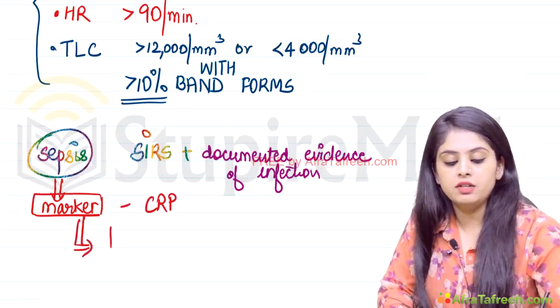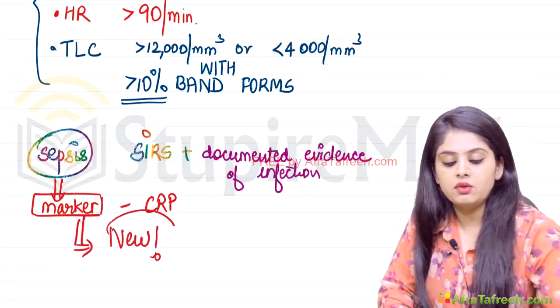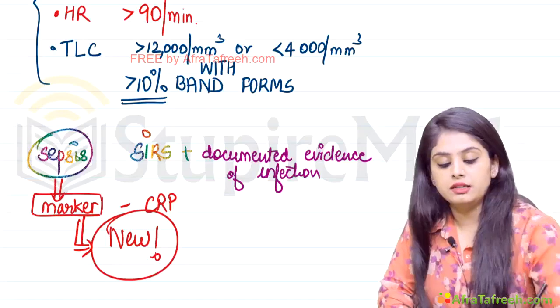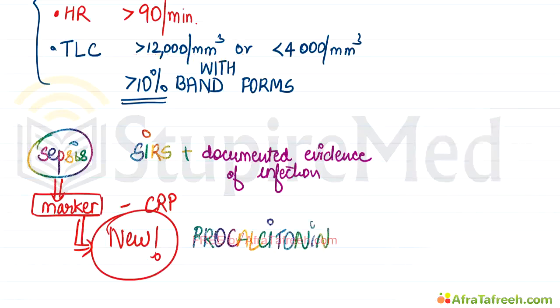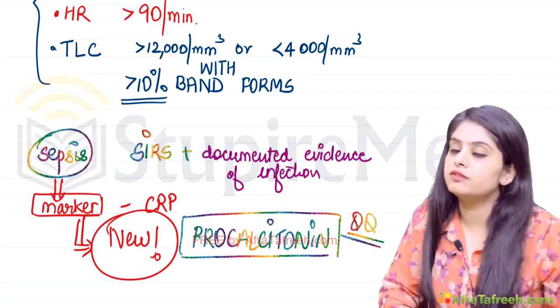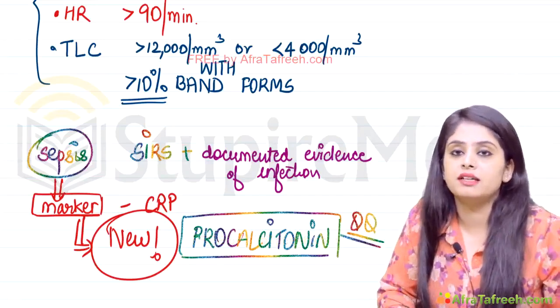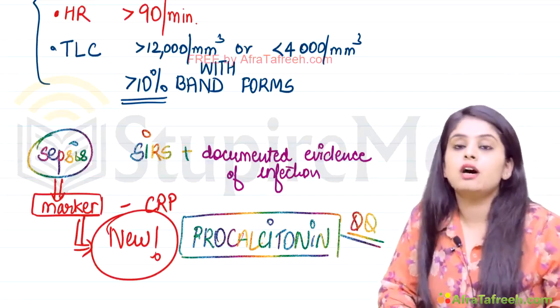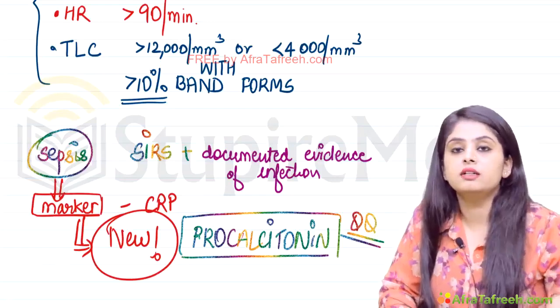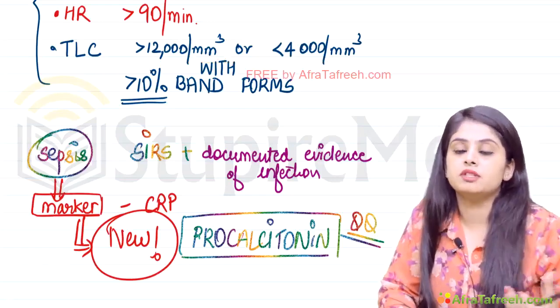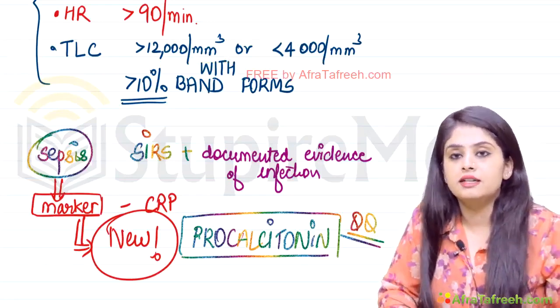But now we have a new marker, and this also has come as a question. This is procalcitonin. Procalcitonin is a new marker of sepsis, which you need to remember. This has been asked as a question previously and is one of the definite expected ones in the coming exams. So this is all about how fever can happen in response to the interleukins that are being released in inflammation, the mediators that are being released in inflammation.